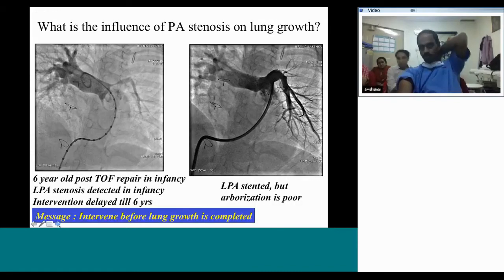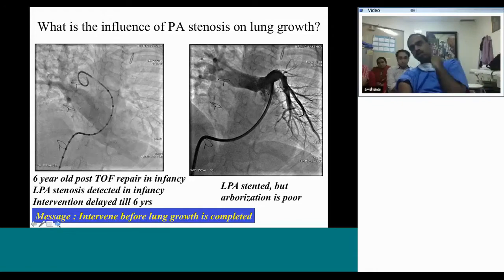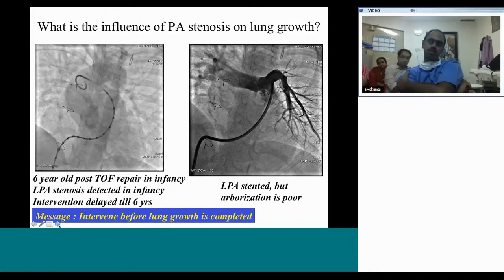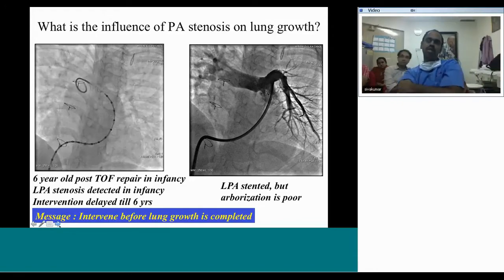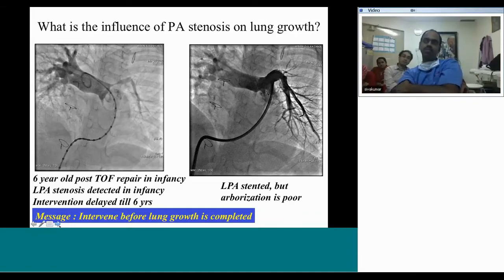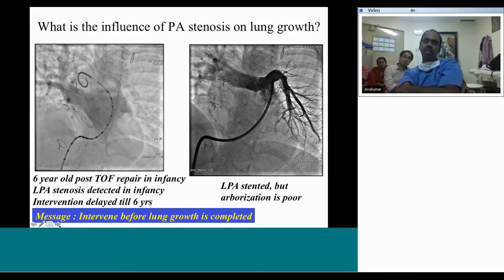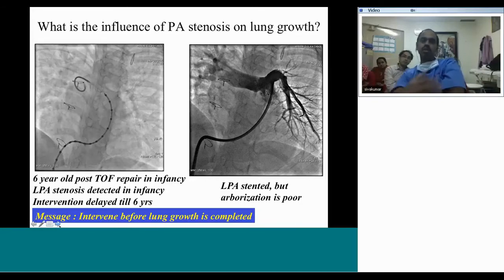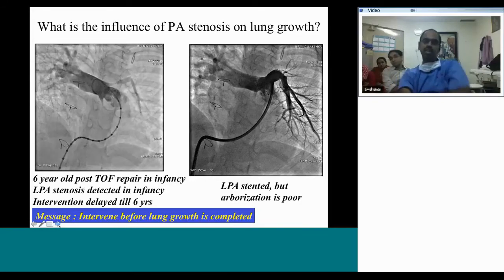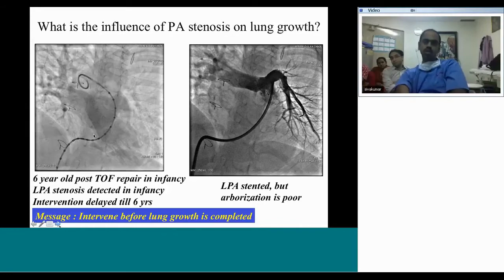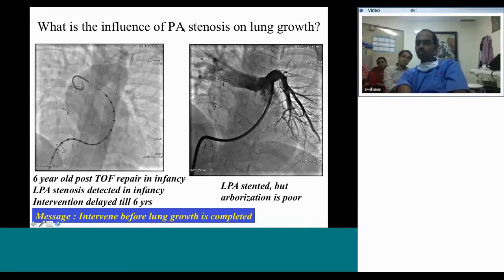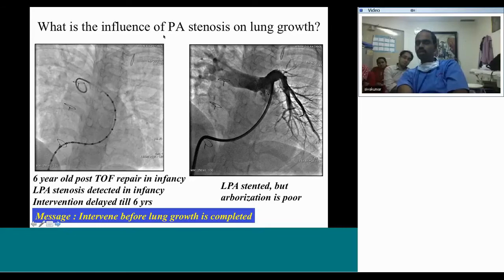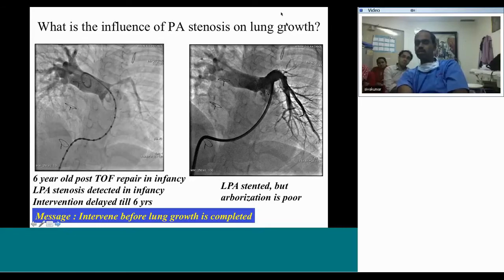So there are varieties of mechanism, and these are important to understand, because, for example, if it is only a kink of the vessel and you try to put in a pulmonary artery stent, they are more prone to malposition and embolization. So it is important to understand the mechanism, the reason for the pulmonary artery stenosis. Why do we take so much importance of pulmonary artery stenosis? Pulmonary artery stenosis decides the lung growth.